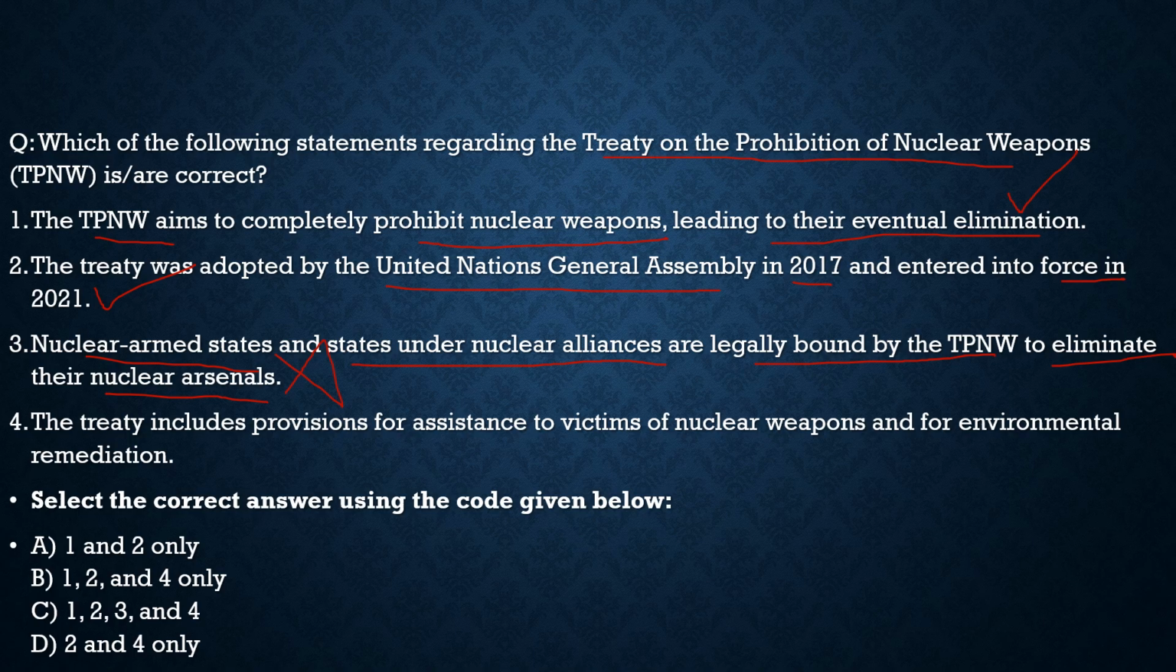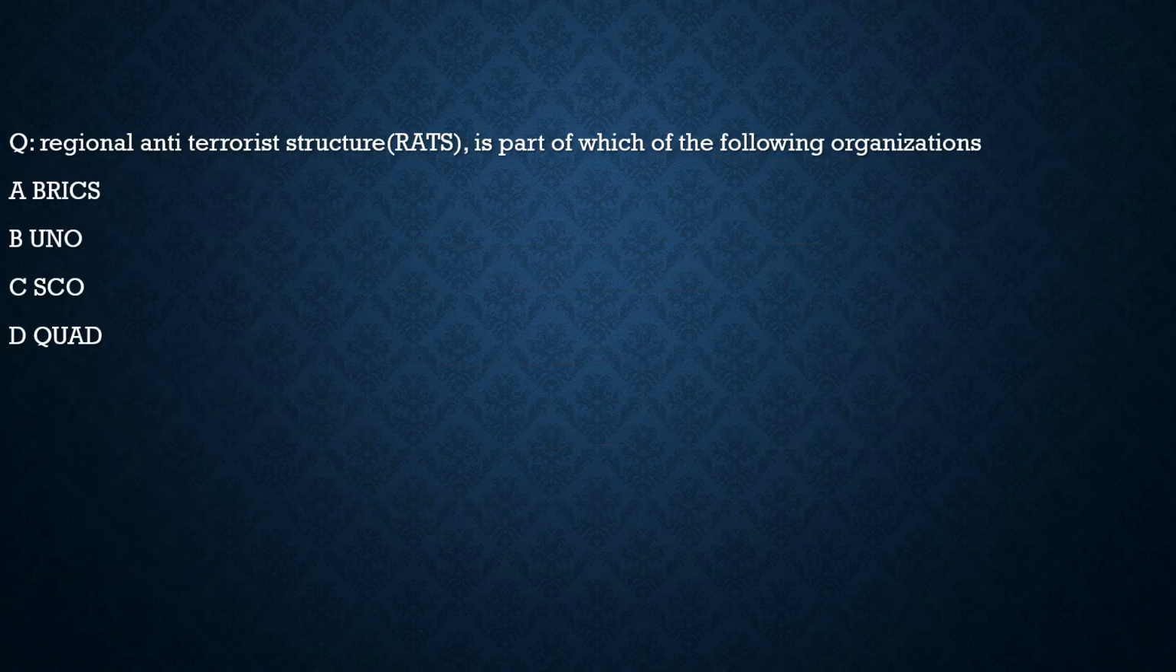Coming to the fourth statement, it says that the treaty includes provisions of assistance to victims of nuclear weapons and for environmental remediation. 100% correct, nothing wrong with this statement. So with respect to this question, the correct statements are statement 1, statement 2 and statement 4 only. And from the code given below, the correct code is option B. With this, let's move to another question here in the next slide. It is about the Regional Anti-Terrorist Structure, which is RATS. It is a part of which of the following organizations?